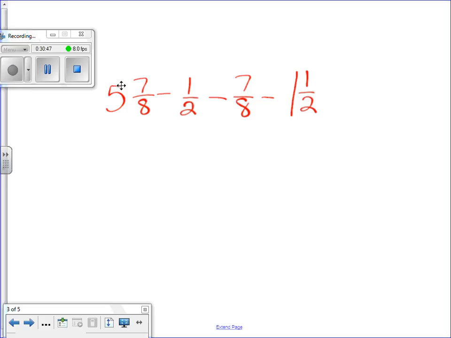So, going this way is harder. So, first off, obviously, you want to match up your denominators. Obviously. I'm going to work this one with you, okay? So, yes, match up your denominators. So, 5 and 7/8 minus 7/8. We'll put that in parentheses because I want to see what I'm doing.